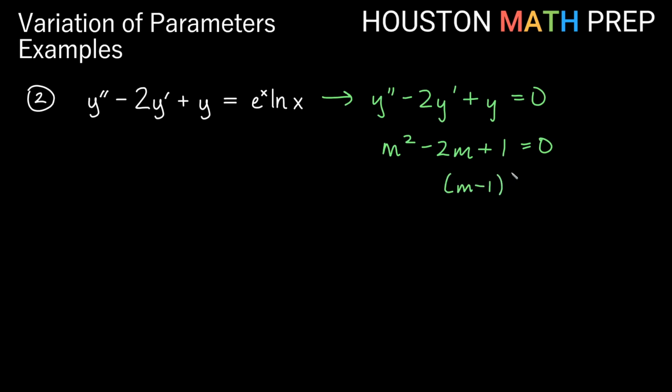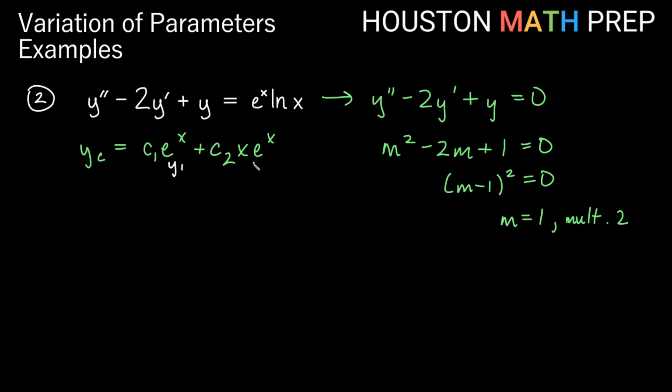We'll get m minus 1 quantity squared equal to 0. So we're actually only going to get one solution for m. This is going to have multiplicity 2, so this is what we hopefully remember as a repeated real root. So that tells us that our complementary function will actually be c1 e to the x plus c2. Remember, we need to multiply the other one by x, x e to the x. That's our complementary function. So here we have our y1 is again e to the x, but now this time our y2 is x e to the x.